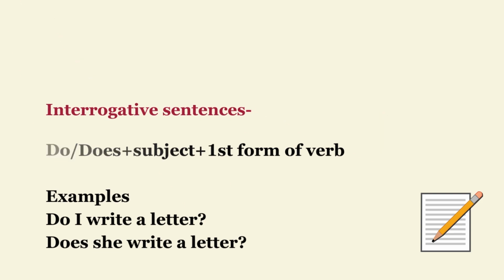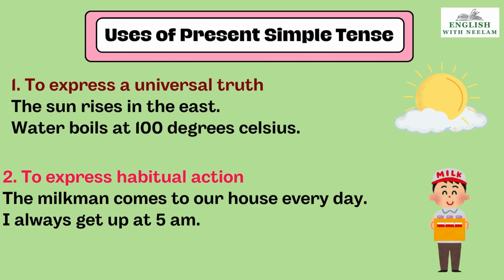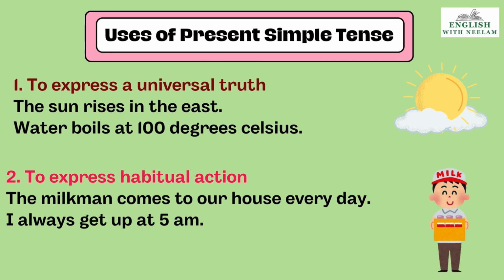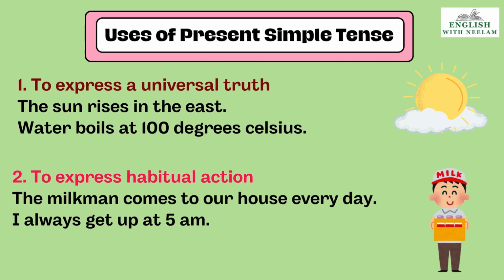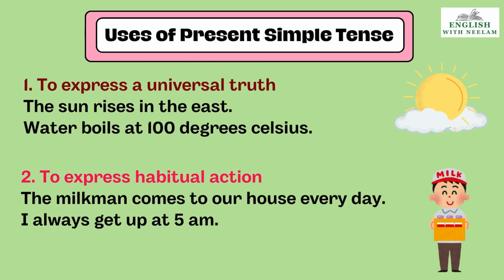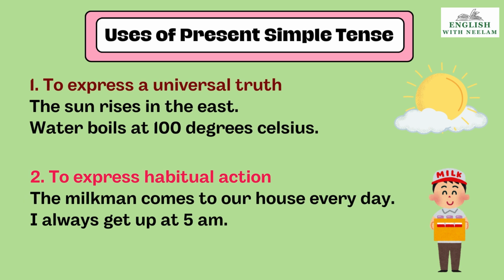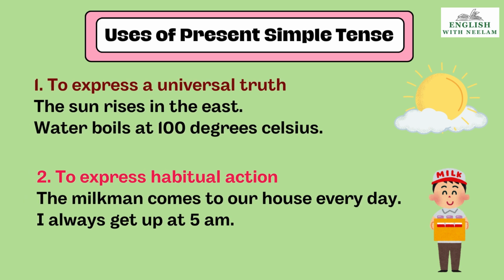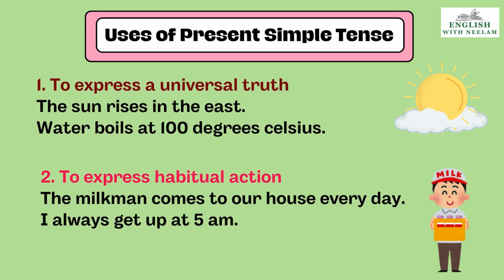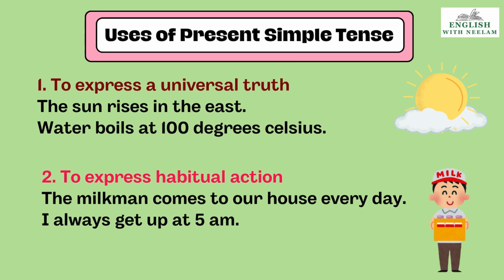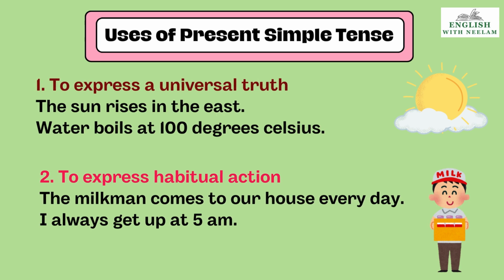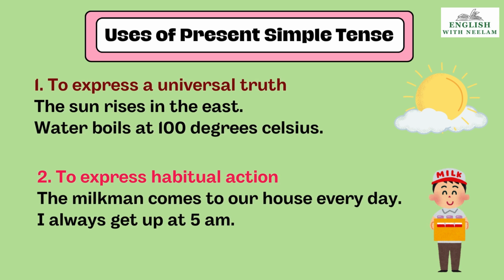Now we come to the uses of present simple tense. This tense is used to express a universal truth, when something we can't change. Examples: the sun rises in the east. We can't change this fact. This is a universal truth. Water boils at 100 degrees Celsius. This also can't be changed.